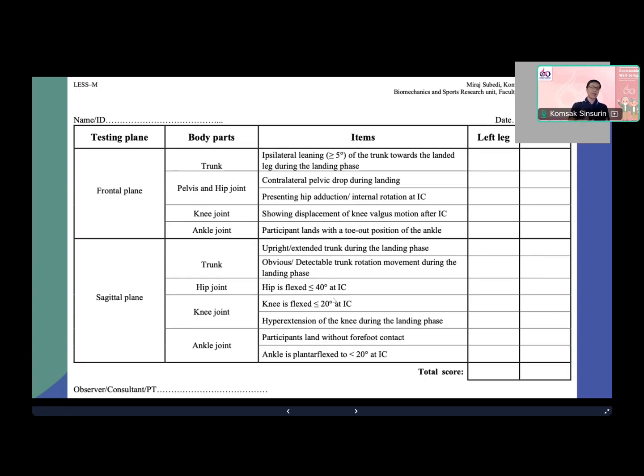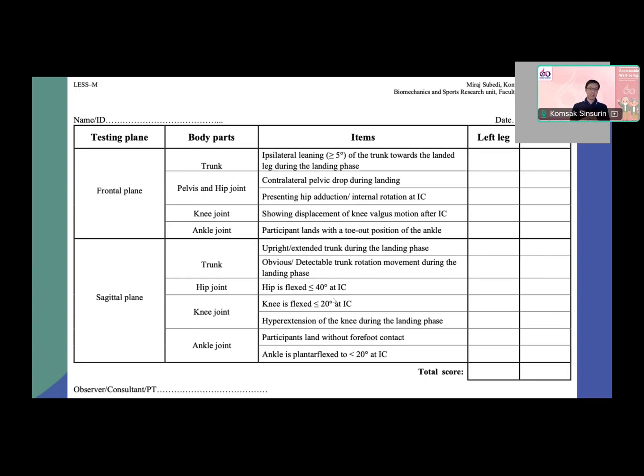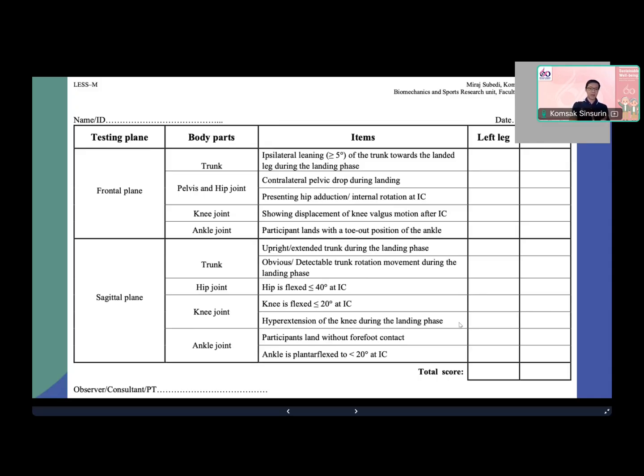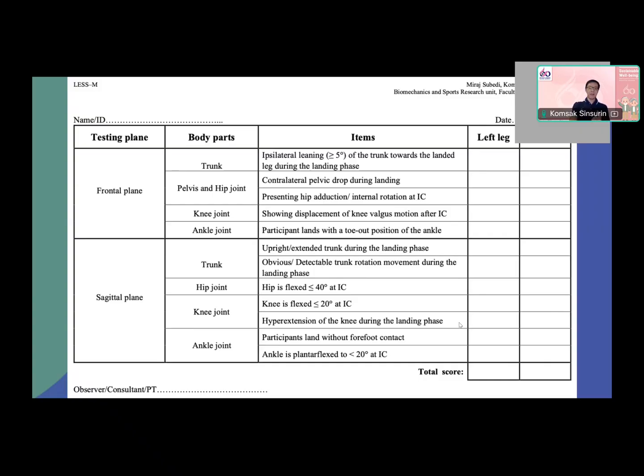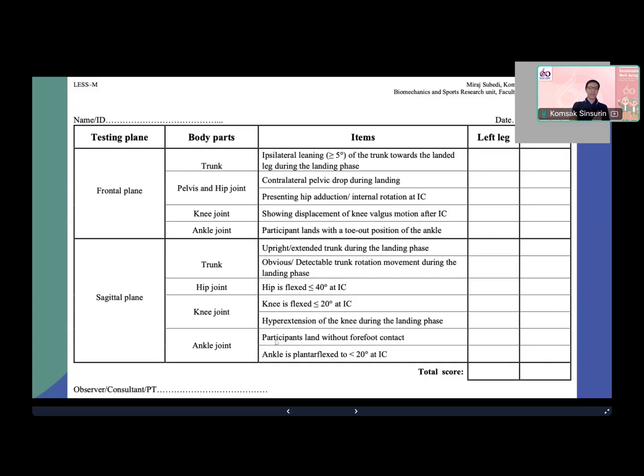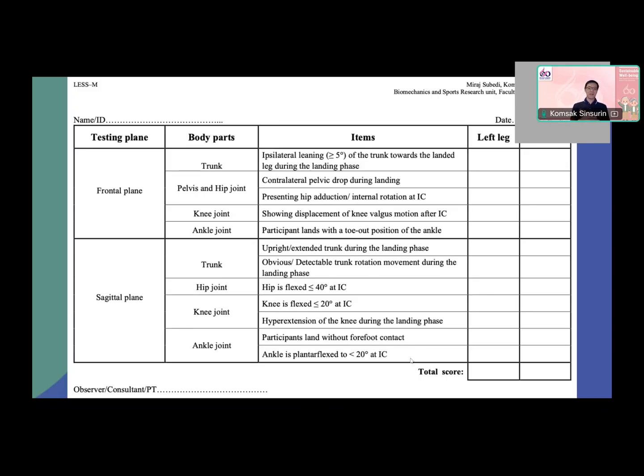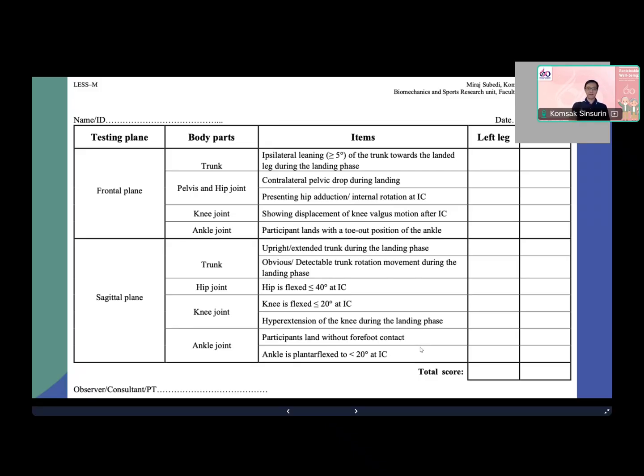We also observe whether the hip is flexed less than 40 degrees at initial contact, or the knee is flexed less than 20 degrees at initial contact, or the jumper lands with hyperextension of the knee during the landing phase, or the participant lands without forefoot contact. And the last item we observe is ankle plantar flexion of less than 20 degrees at initial contact. Then we score the left side and the right side as well.